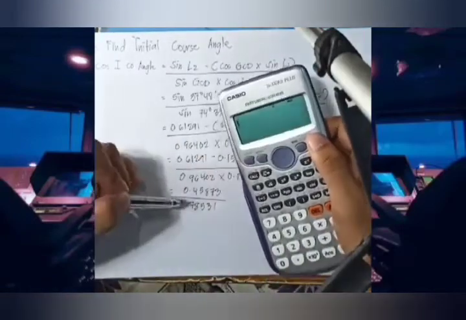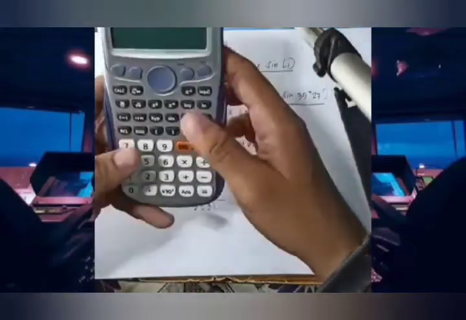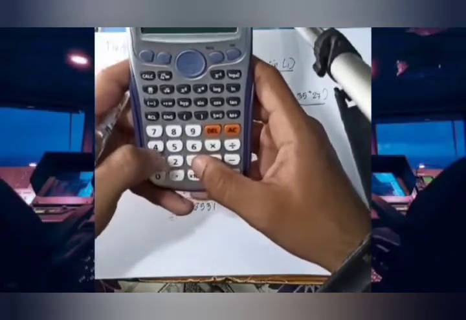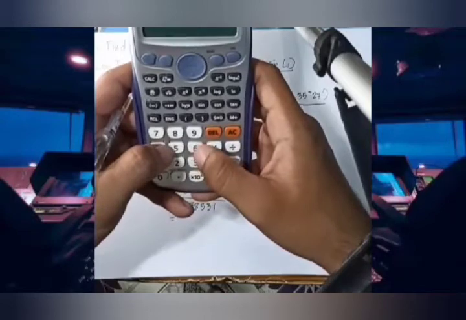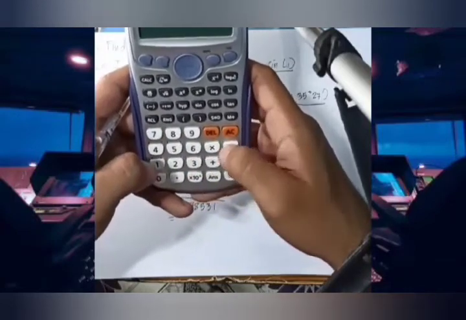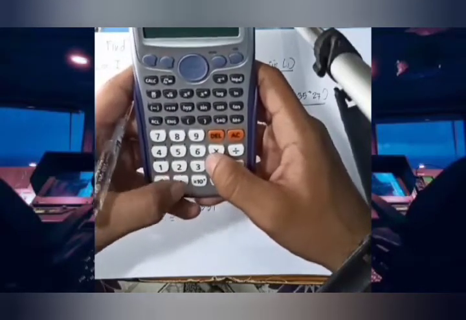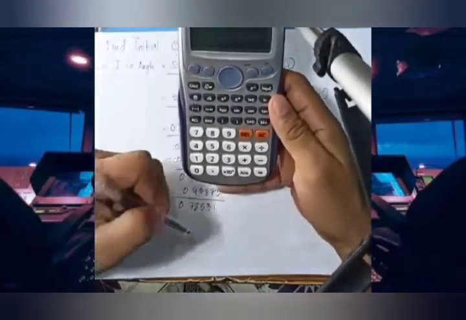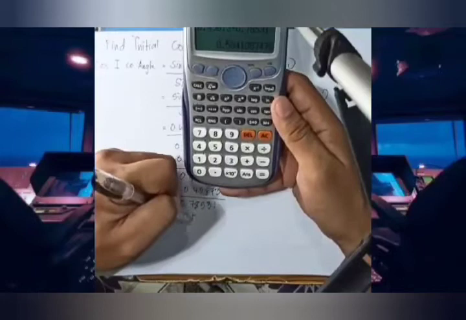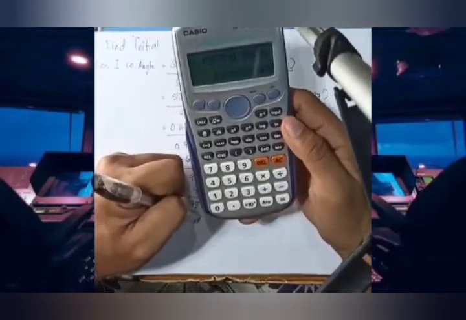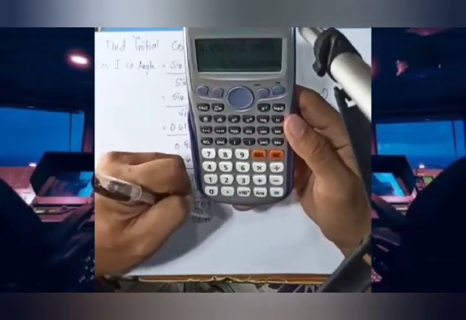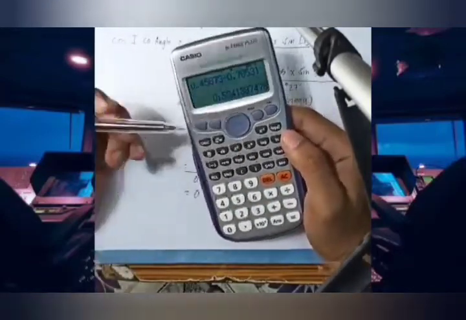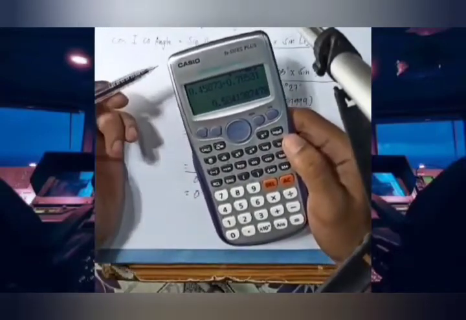After that, we need to divide the numerator and denominator. So 0.45873 divided by 0.78531. The answer will be 0.58414.